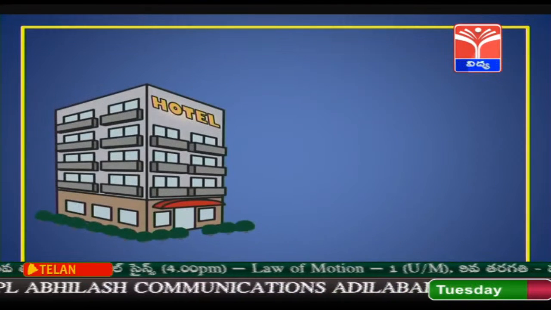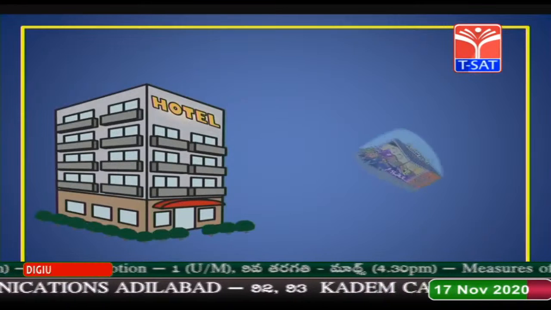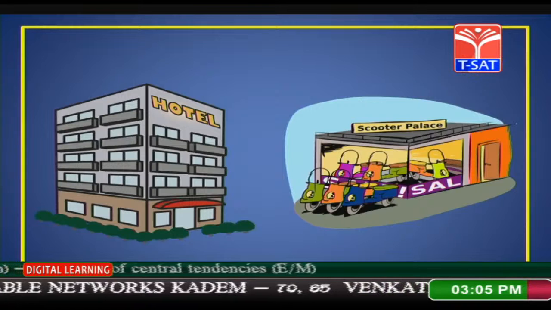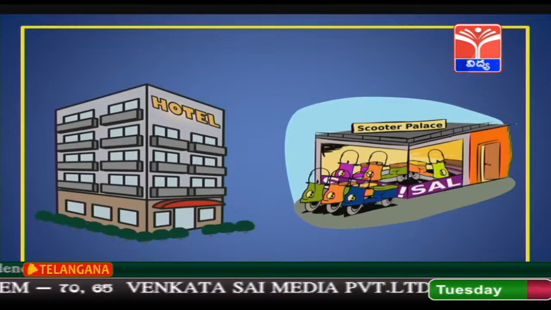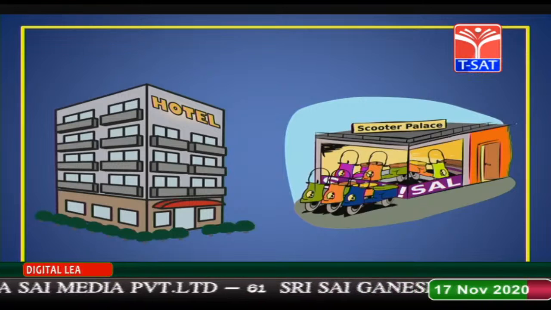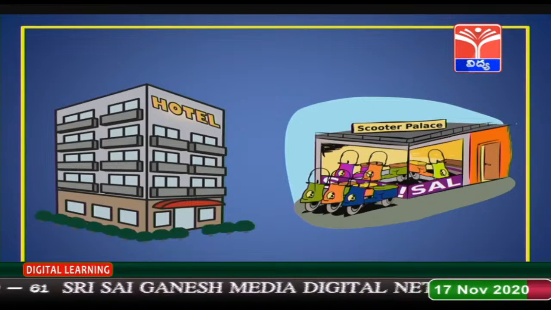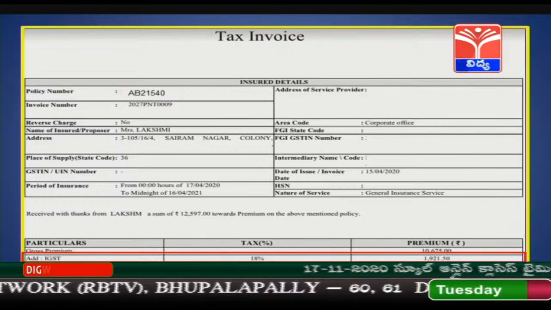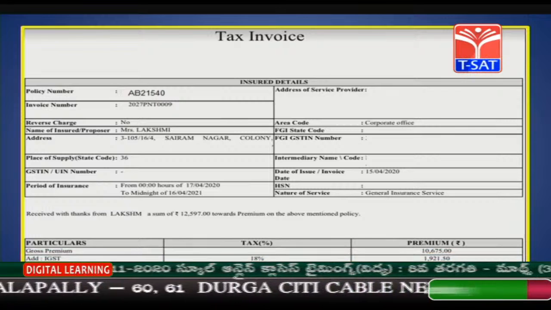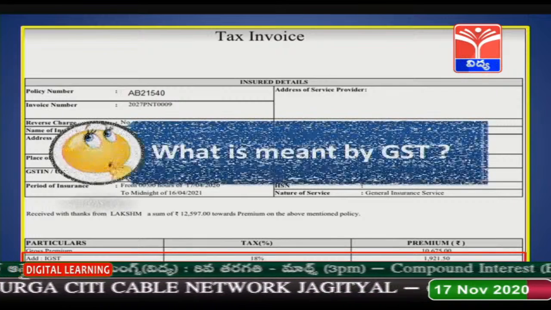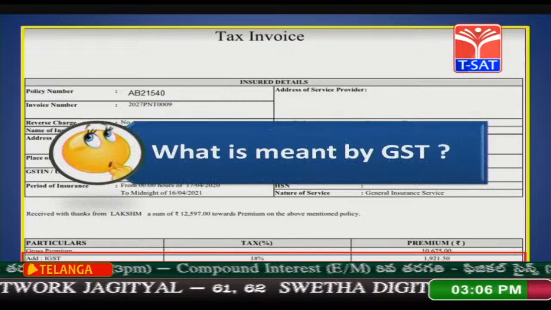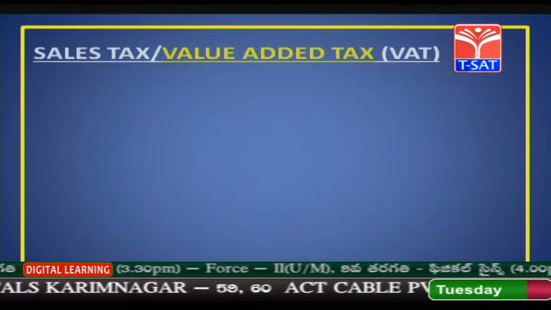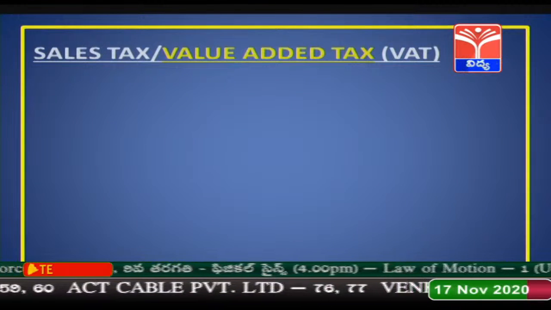Let's see. You might have gone to a hotel many a times and you might have purchased automobiles from some showrooms. Now when you purchase this automobile or when you take a food parcel or you eat in a restaurant, you are given a bill, right? Suppose a bill is generated this way. Now if you notice the highlighted portion, there you can see something important, that is GST. Now what do you mean by this GST? We are going to learn about sales tax or VAT. So VAT stands for value added tax.